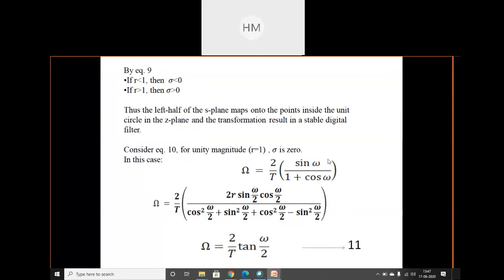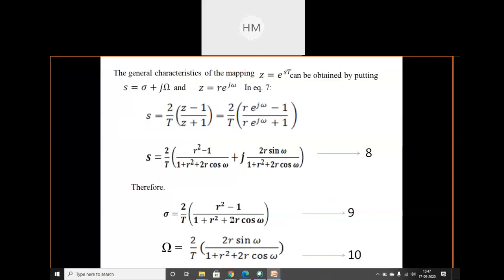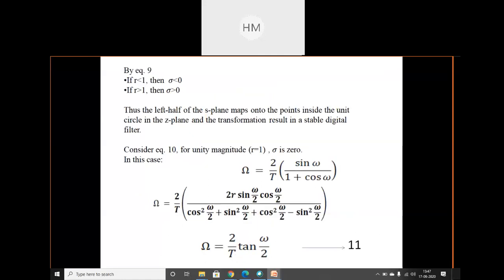Now, by equation number 9, what we can say, it can be noted that if small r is less than 1, then what will be the value of sigma? Sigma will be less than 0. And if r is greater than 1, sigma will be greater than 0.